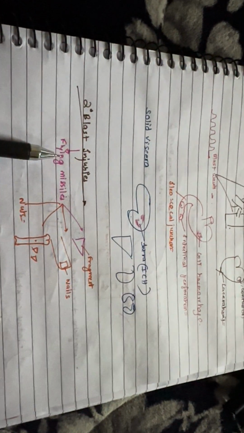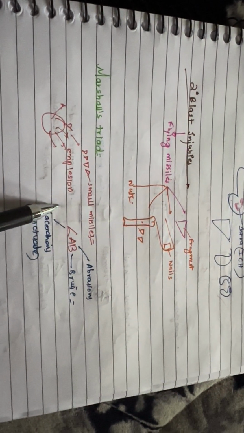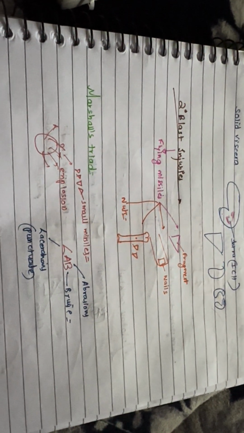Secondary blast injuries result from flying missiles, for example fragments, nuts, boards, nails, bone pieces generated by the explosion. Marshall triad is a classical characteristic of bomb blast explosion. Small missiles released from the explosive produce characteristic injuries: penetrating lacerations, punctate lacerations, abrasions, and bruises.